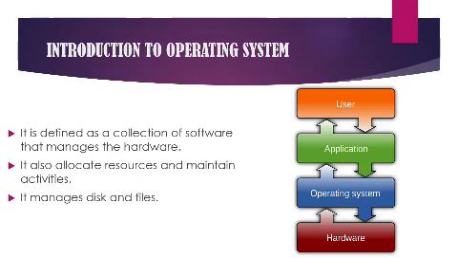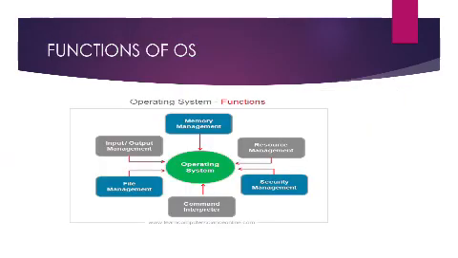So what is generally an operating system? It's defined as a collection of software that manages the hardware resources. It also handles memory allocation, allocates space for storage of files, and maintains the activities in the OS. The diagram given here represents the process in the OS. First the hardware controls the entire operating system, and the operating system holds the application which is used by the user.